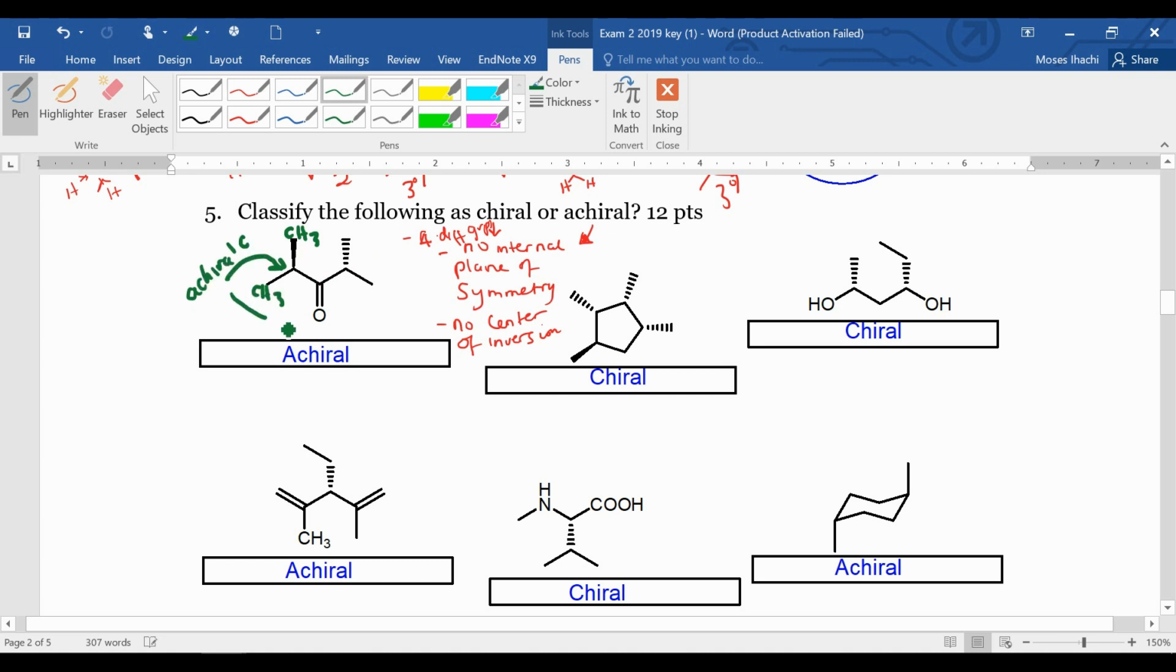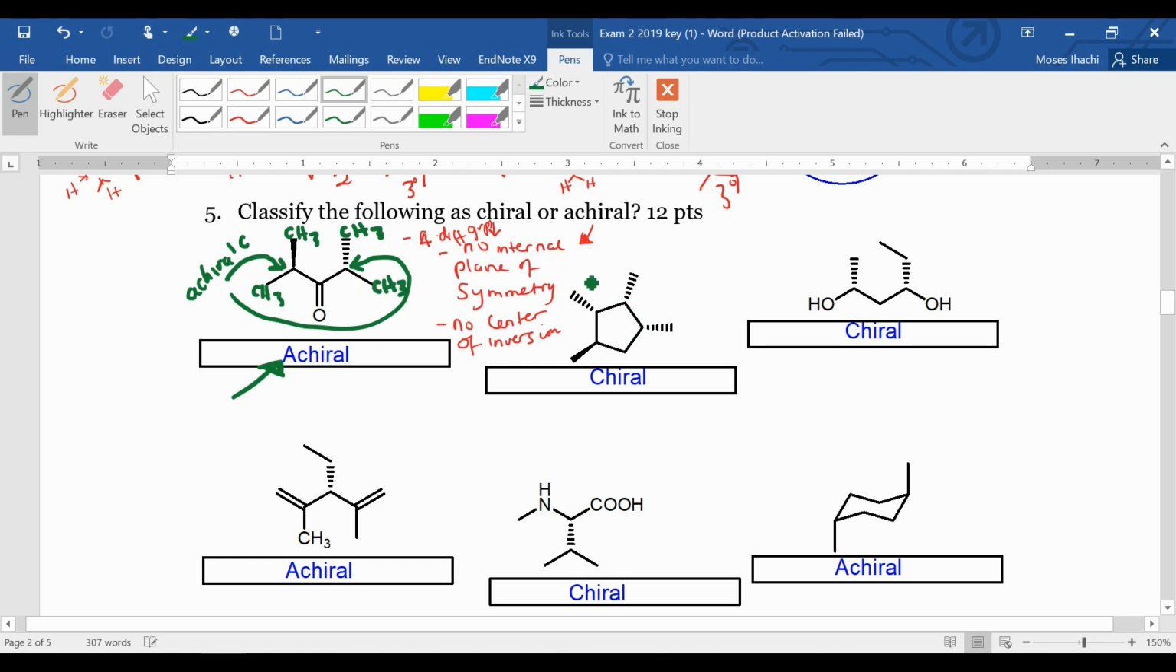Which means that carbon also does not have 4 different groups because you have 2 methyls that are the same. So overall, this molecule is achiral. It lacks 4 different groups. None of the carbons on the structure has 4 different groups. That's what I want to say.